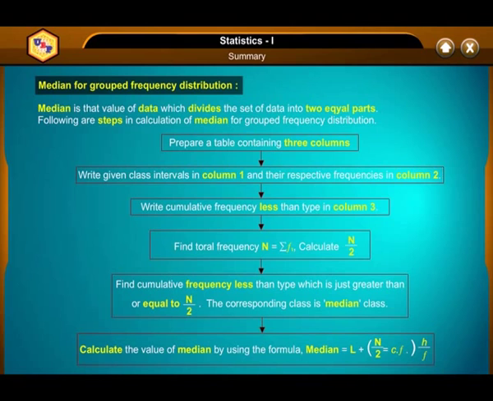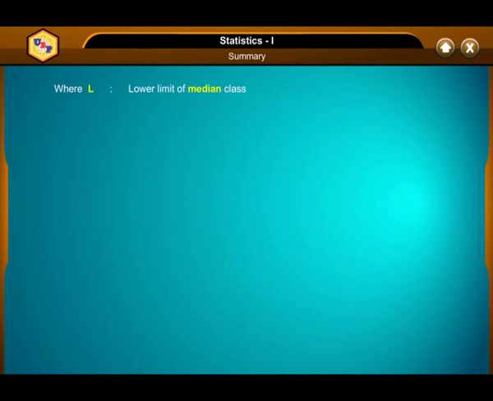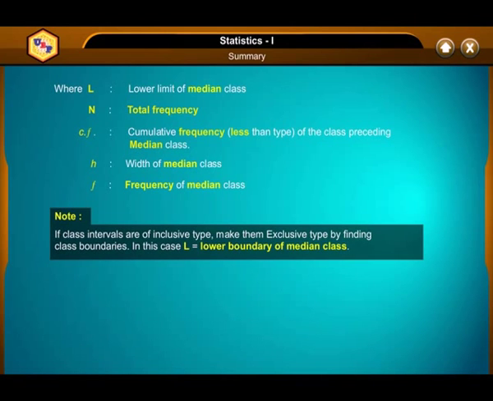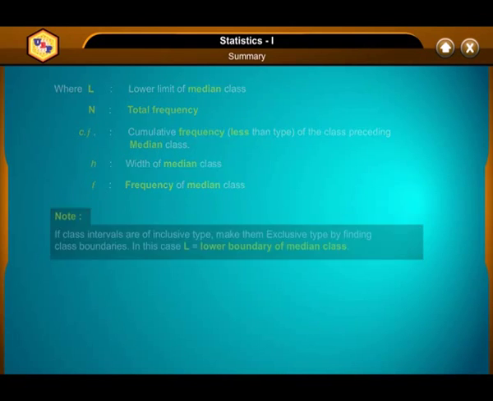Calculate the value of median by using the formula: median is equal to L plus [(n upon 2 minus CF) upon f] times h, where L is the lower limit of the median class, n is the total frequency, CF is the cumulative frequency of less than type of the class preceding the median class, h is the width of the median class, f is the frequency of the median class. Note, if class intervals are of inclusive type, make them exclusive type by finding class boundaries. In this case, L is equal to the lower boundary of the median class.